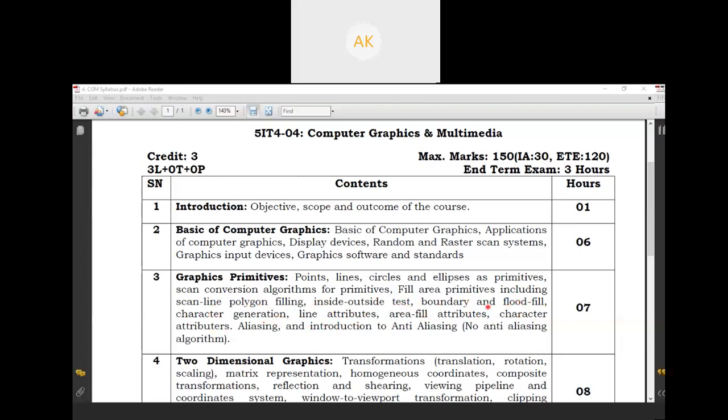In the next unit, we will discuss character generation, how we can generate characters like A, B, C, D using graphics. Different line attributes. What are the attributes of a line? Like the width of the line, types of line, color of line, area fill attributes. There are different fill area attributes, character attributes, aliasing and anti-aliasing.